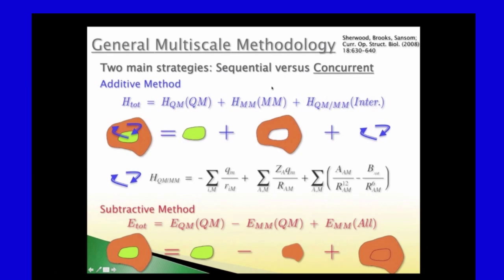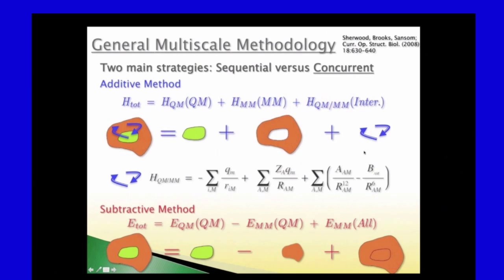Once you get past the sequential versus concurrent, where we're going to be dealing with concurrent multi-scale modeling in the QMMM regime, you then have the further distinction where you could do additive or subtractive. So the additive method is mostly what we're going to be talking about today. The subtractive method is what many of you will know as this onion-type approach, and we'll talk about that briefly. So the additive method is just that. It's additive, right?